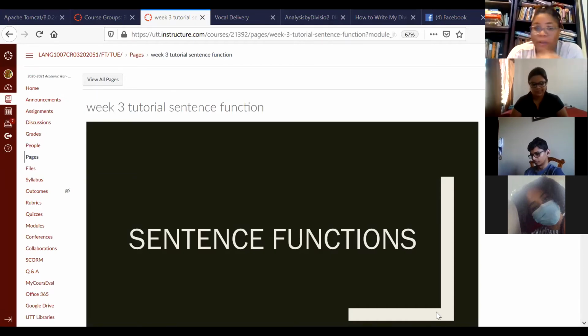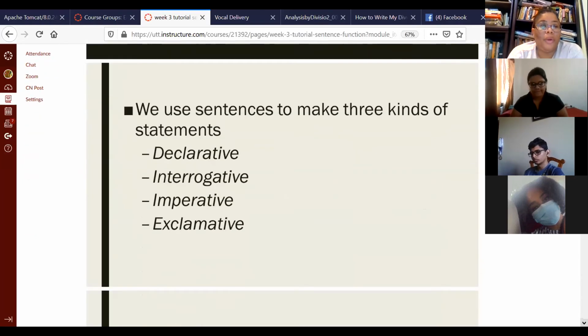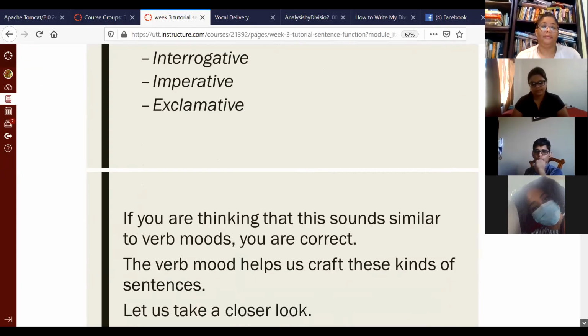So what follows is a slowed down version of the video, so it just reinforces some more clarification on sentence function, right? We have 4 basic functions of a sentence, and it could be declarative, interrogative, imperative, or exclamative, right?